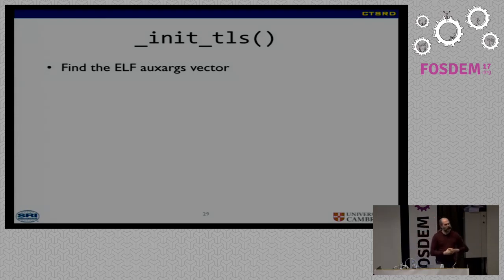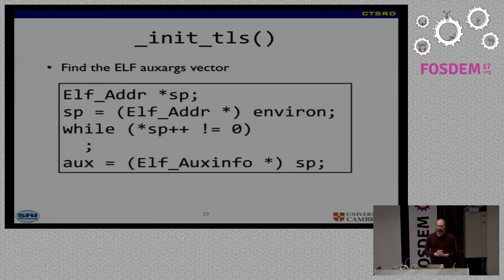The first thing that init_tls does is it has to find the ELF auxiliary arguments vector. As you might recall, that vector lives after the environment array. So in fact, this lovely bit of code finds the auxiliary arguments vector. We take the environ pointer that was previously set up, we walk to the end of the array, and then we walk off of it. This is, of course, not defined behavior in C, but nonetheless, this is what we do.